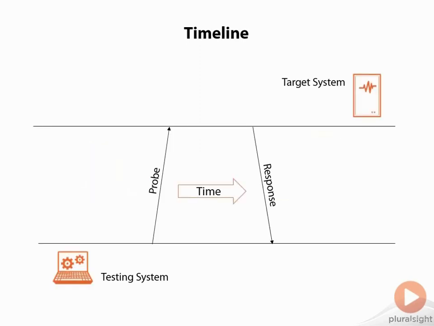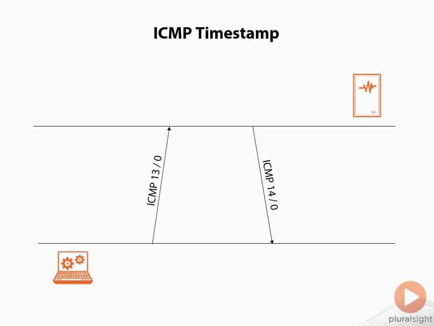So let's introduce this timeline with this simple example to help with more complex examples that will come later. Here we have the same components in the previous diagram: the testing laptop and the target server. The upper and lower lines represent each system, and time progresses from left to right. So using the same timestamp example, our timeline would look like this. The testing system sends the timestamp request using type 13 and code 0 to the target, which replies with a timestamp reply using type 14 and code 0.